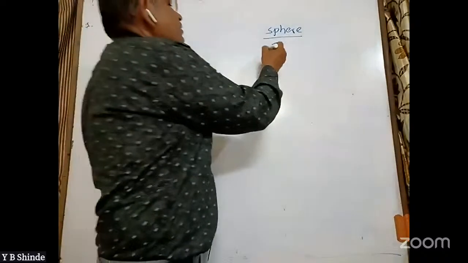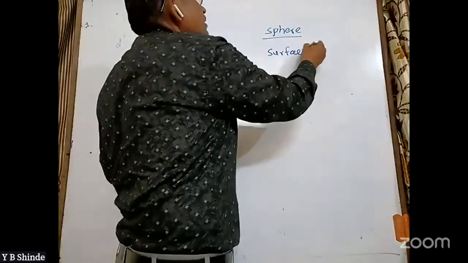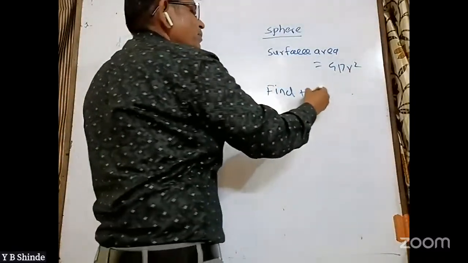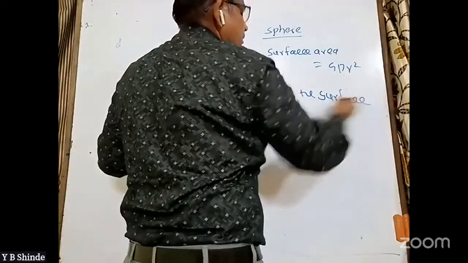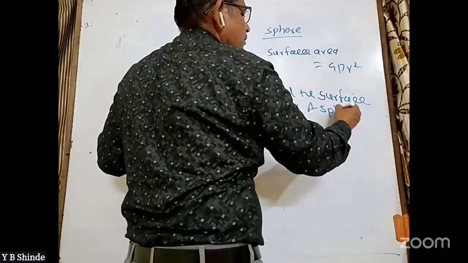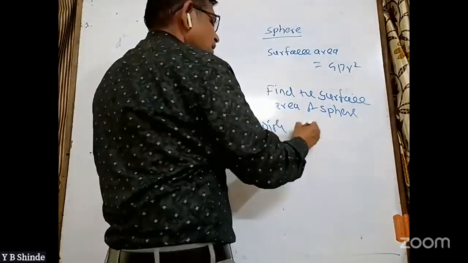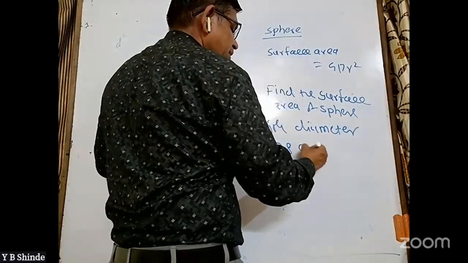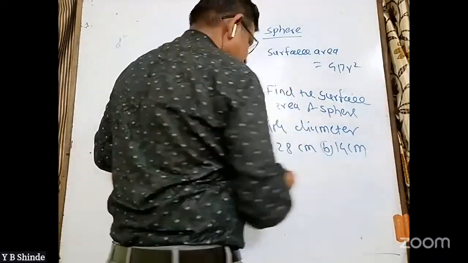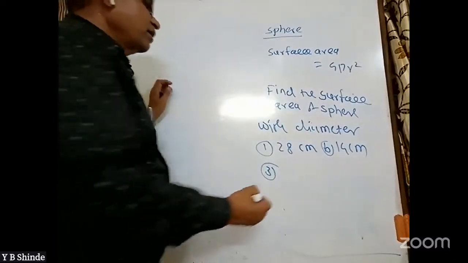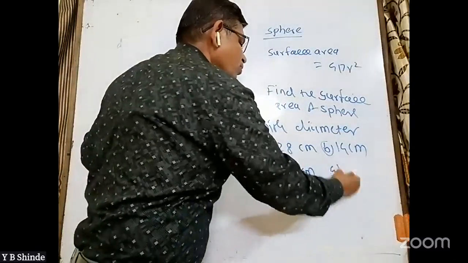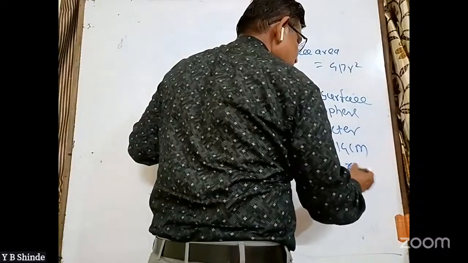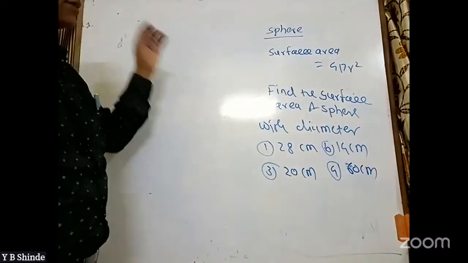Now see here, if you have the sphere, what is the surface area of a sphere? What is the formula? 4 pi r square. And the question arises: find the surface area of a sphere with diameter first 28 centimeter, second 14 centimeter, third 20 centimeter, fourth 60 centimeter. Here I have taken these two to find the surface area of the sphere.